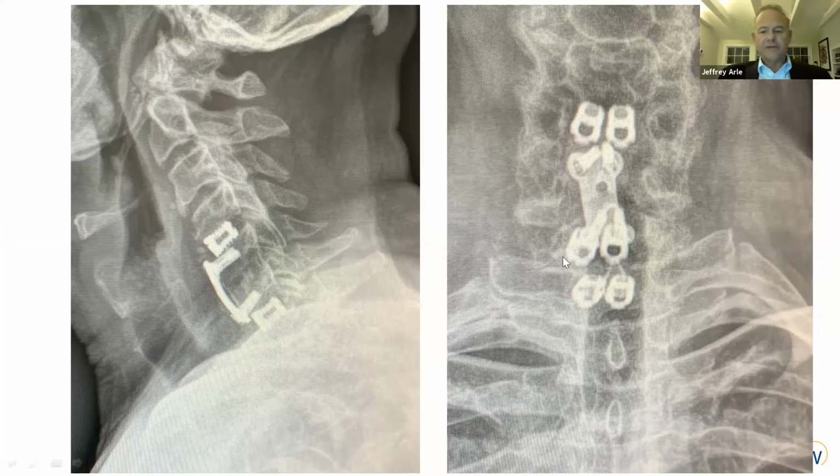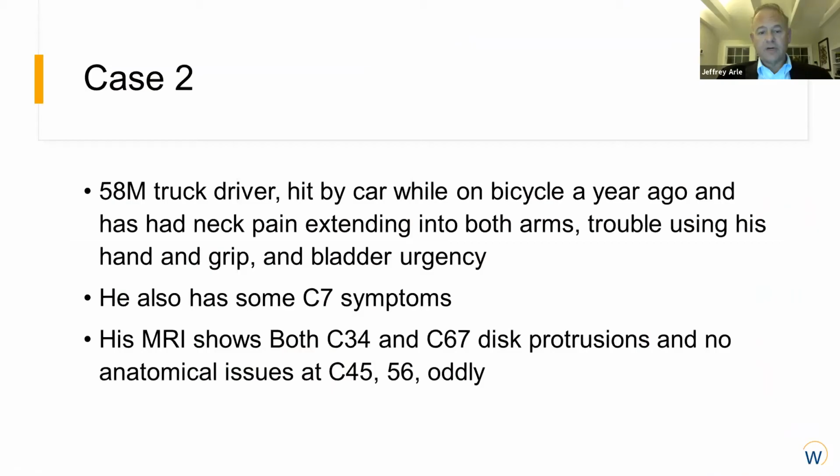without dismantling any of the prior fusion. Here you see an AP view. You see the prior system that had been placed by a different surgeon, and I was able to get the two devices above and below that without a problem. And he did quite well.